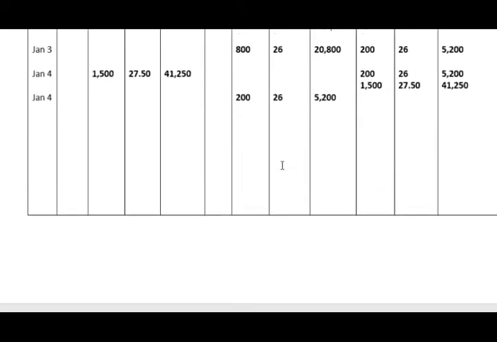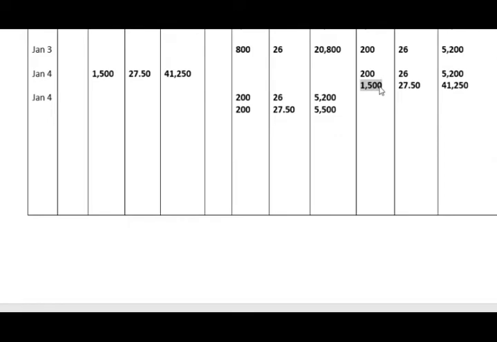And we need a further issue too. We have to issue 400 units. We have already issued 200, we need 200 more. We'll take from this 1,500 lot. That means 200 at the rate of 27.50. It amounts to what? 5,500.